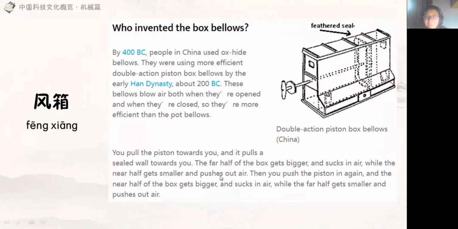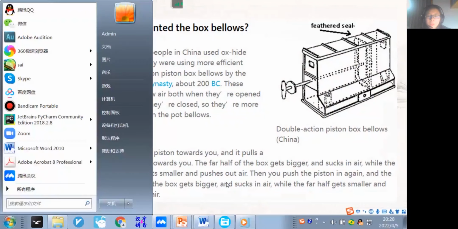Maybe the sentences are not so clear to help us understand. So later we will see in the video. Let's watch a video to explain how this 风箱 works in an efficient way.